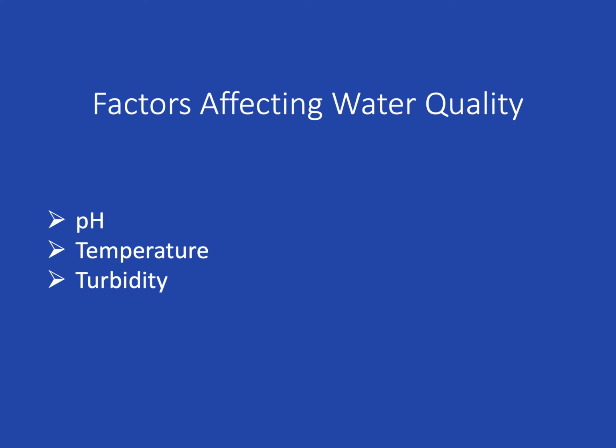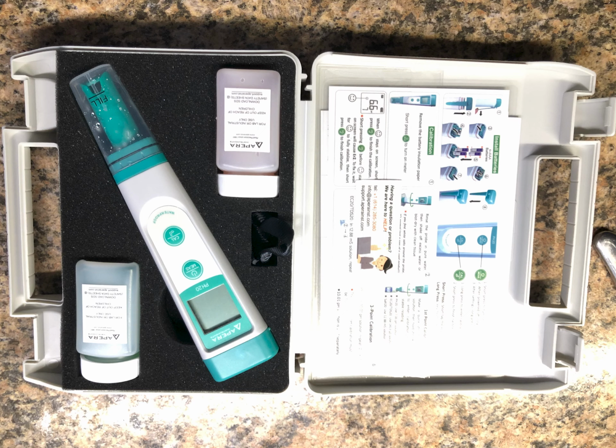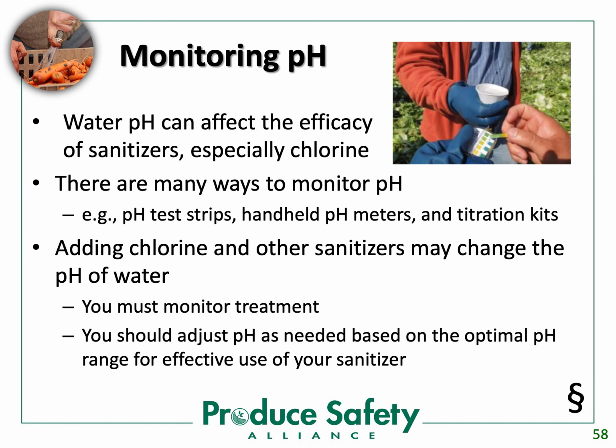pH is important for water quality because it can affect how well the sanitizers, especially chlorine, work. pH test strips are the most common way to understand the pH levels of the water, but some farms may decide to use an electric pH meter or titration method. Whatever method of pH testing is used, workers who are assigned to measuring the water's pH must be trained by their supervisor and document all pH results.